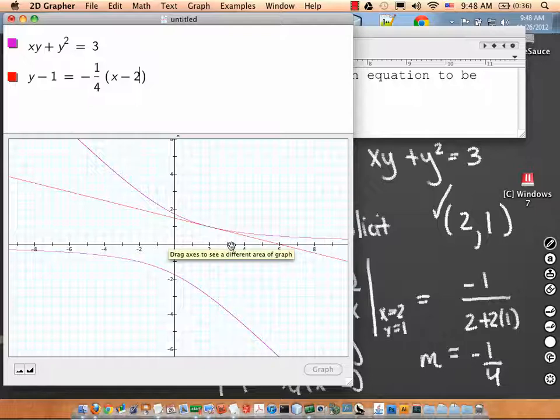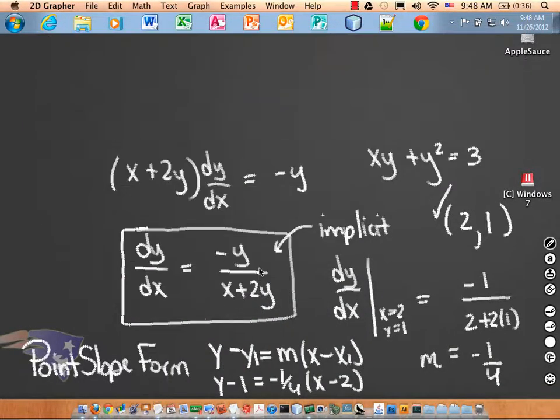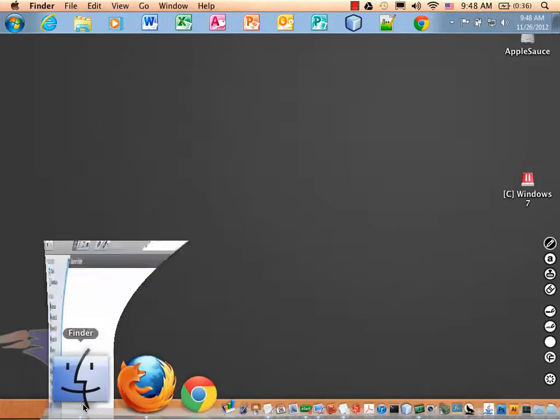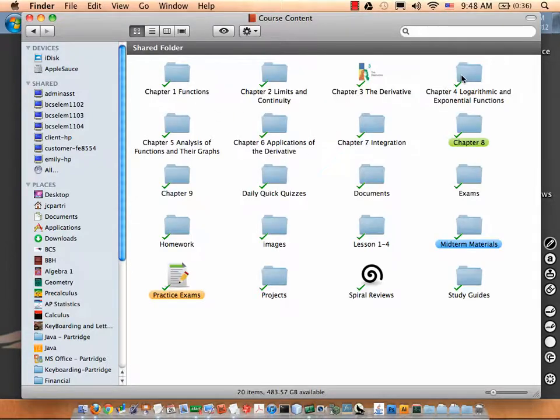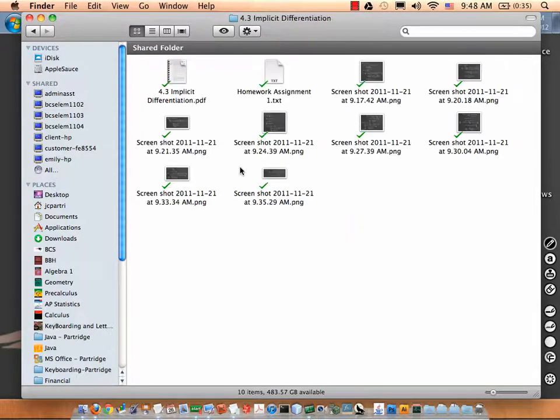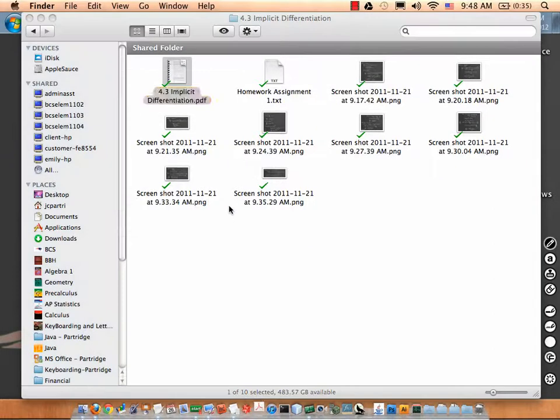Okay? So my first encouragement to you is that implicit differentiation is not a new differentiation. It's the same differentiation except the equation this time is not a function. It is implicit. It's a relation. Okay? All right, let's do some practice with this real quick. Let's go ahead and open up your textbooks to 4.3. And we're just going to dive right into the homework.